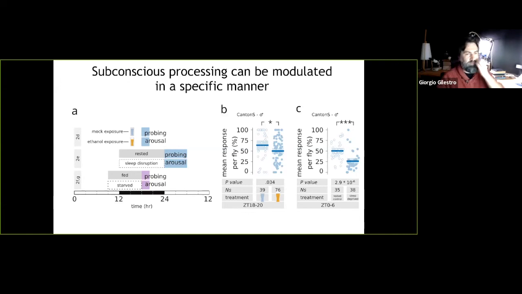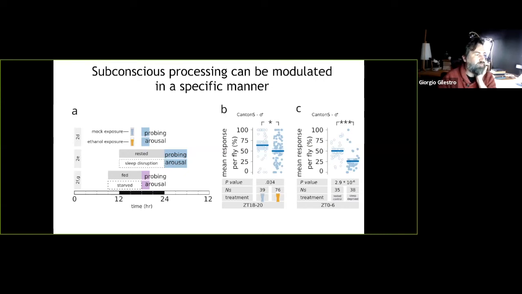You can sleep deprive them. So you can either test animals which have been rested throughout the 12 hours of the night, or which have undergone sleep disruption during the 12 hours of the night. And then again, what you see is that there is a difference in waking response in animals that have been sleep deprived. And you can also selectively test odors in a condition of food deprivation, for instance.